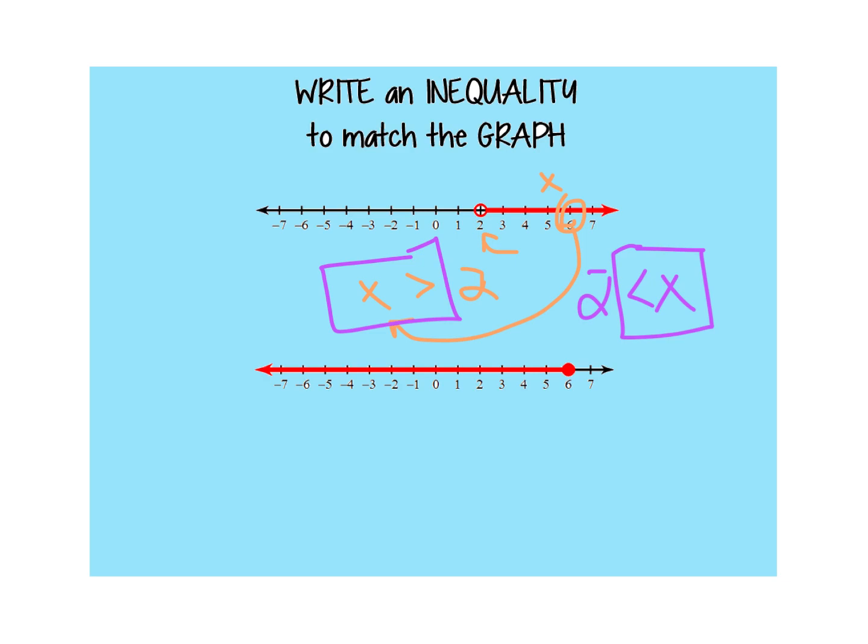If we go through and look at the bottom one, where we have a closed circle at 6 and x is our shaded spot there, here we're seeing x is less than or equal to that 6.